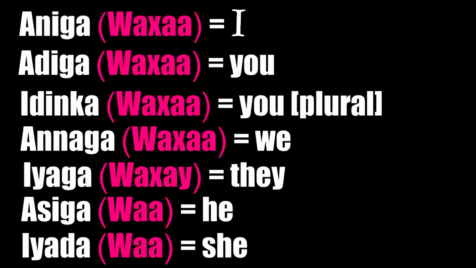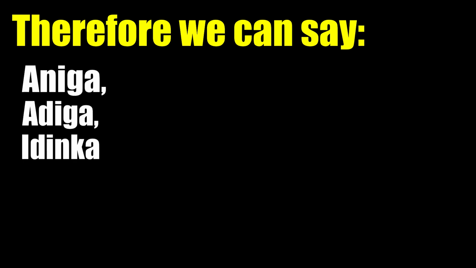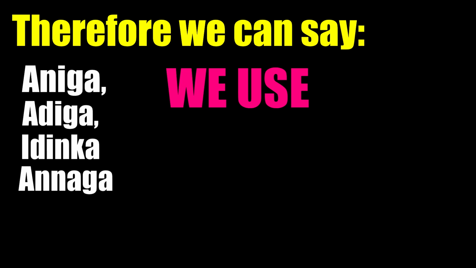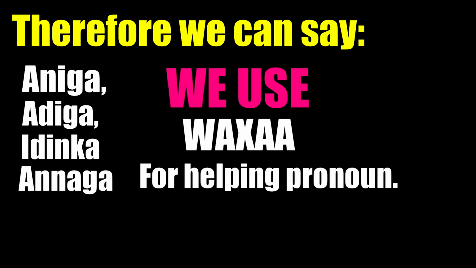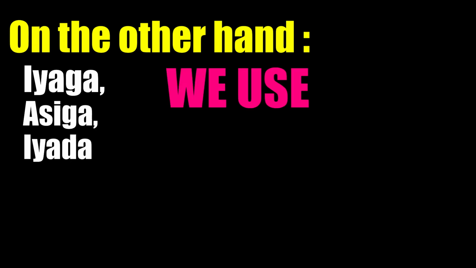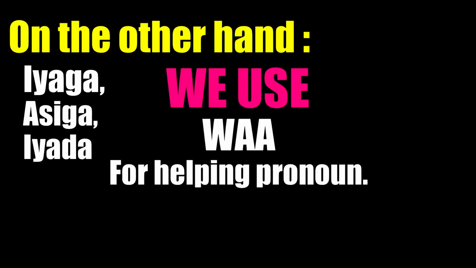Iyada, wa, she. Therefore, we can say aniga, adiga, idinka, anaga, we use waxa for helping pronoun. On the other hand, iyaga, asiga, iyada, we use wa for helping pronoun. Now, let's say I am, we, you, they are, he is, she is, or it is in Somali.